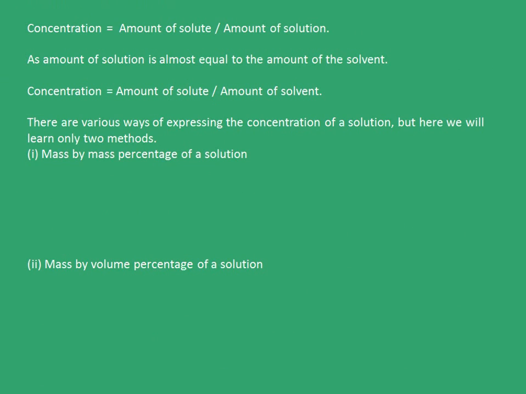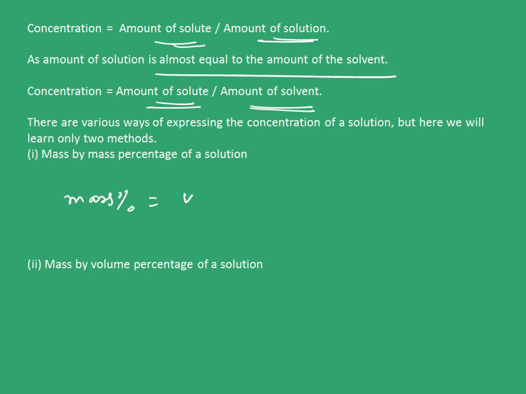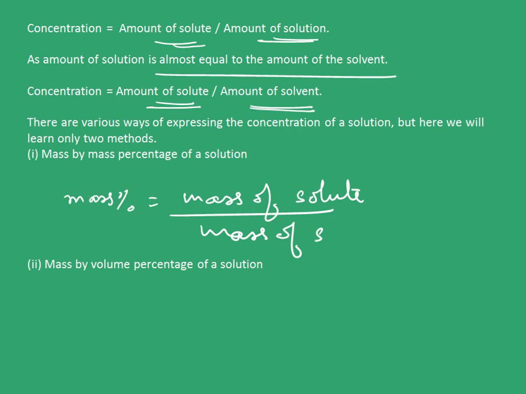So, concentration is nothing but amount of solute divided by amount of solution. Now, as the amount of solution is almost equal to the amount of solvent, concentration can also be written as amount of solute divided by amount of solvent. There are various ways of expressing concentration of a solution, but here we will only learn about two methods. The first one is mass by mass percentage of solution. So mass by mass percentage of solution is nothing but mass of solute divided by mass of solution.